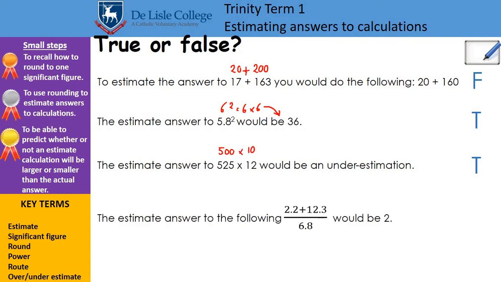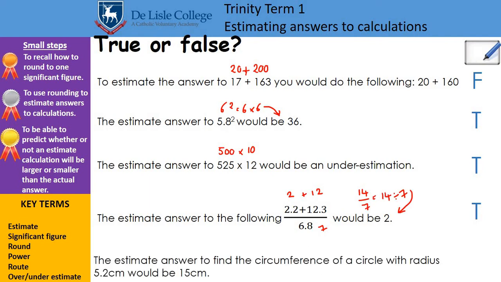The estimate answer to the following would be 2. Please pause the video, see if you can work this out, take your time. Right, lovely, it says true here, so let's check it. So that would become 2 plus 12, and that will become 7. So 2 plus 12 is 14, divided by 7, that's what you're actually doing.